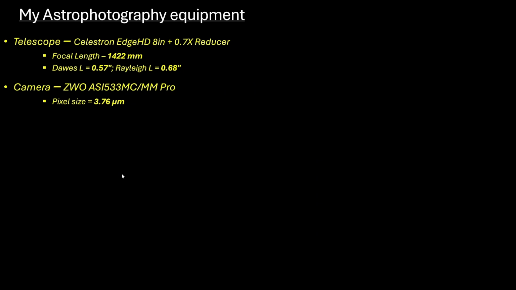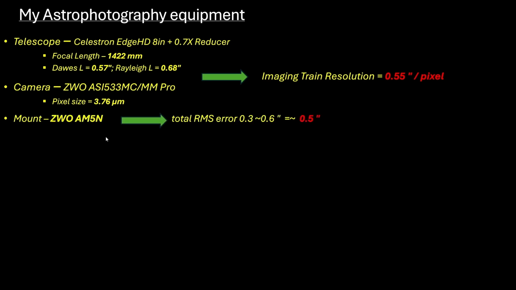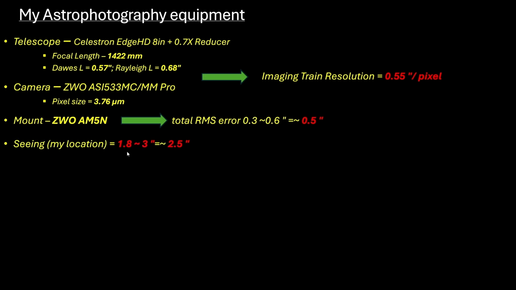You can see these are the specs of my equipment, and the final resolution of my image train is 0.55 arc seconds per pixel. I get amazing tracking with the ZWO AM5N, and my RMS error is between 0.3 to 0.6. Let's use 0.5 arc seconds to keep it simple. Now the elephant in the room for my area is the seeing, which is generally between 2 to 3 arc seconds. I sometimes get sub 2 arc seconds, but to keep it simple, let's use 2.5 arc seconds. If the seeing gets worse than 3, I usually don't image.